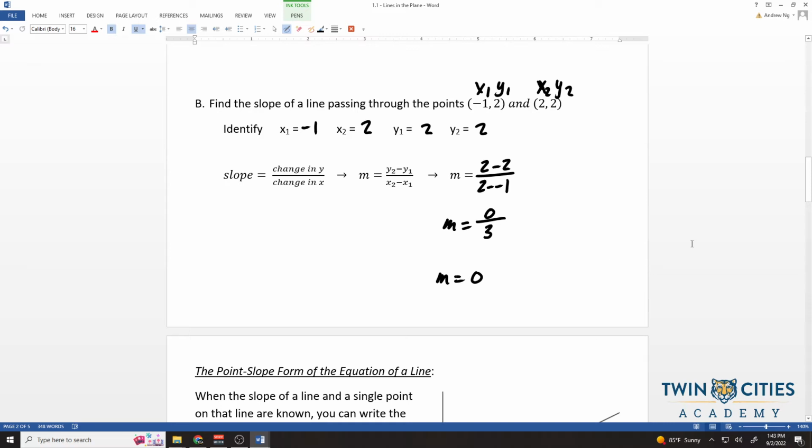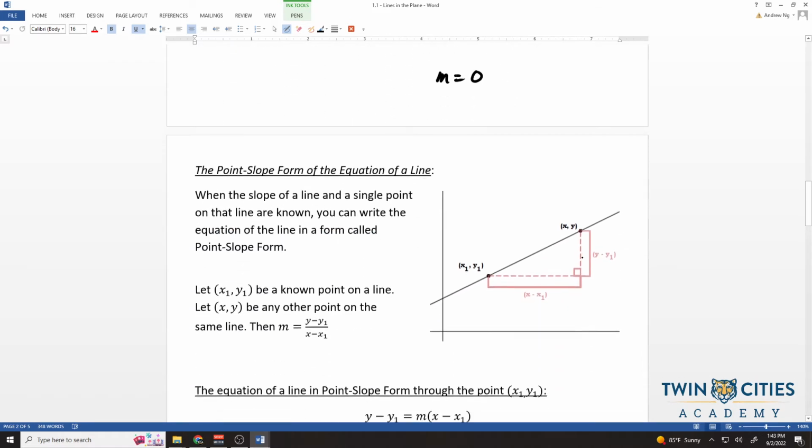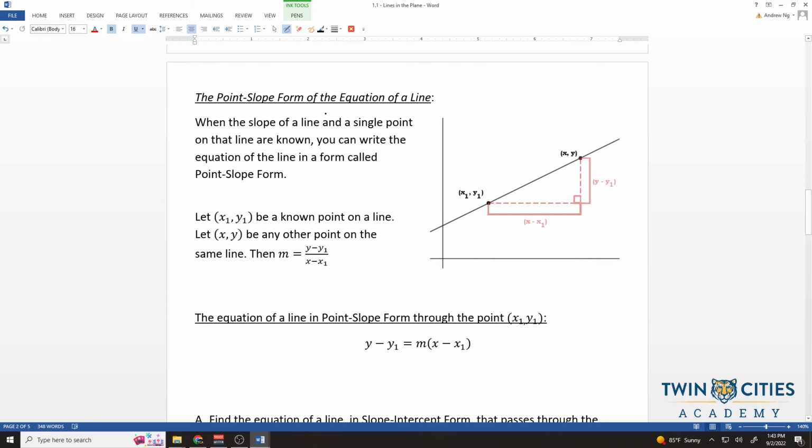So then how can I use the slope and, say, a point on the line to find more than just one piece of this equation? What if I want the entire equation for this line? Well, here I'm going to use point-slope form. It says, when the slope of a line and a single point on that line are known, you can write the equation of the line in a form called point-slope form.